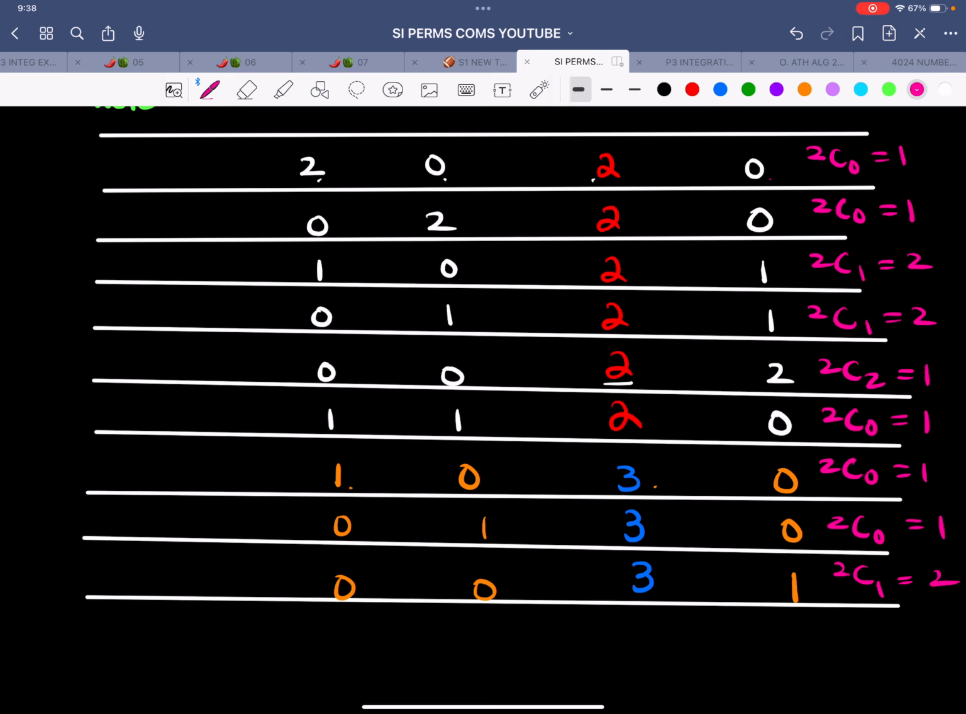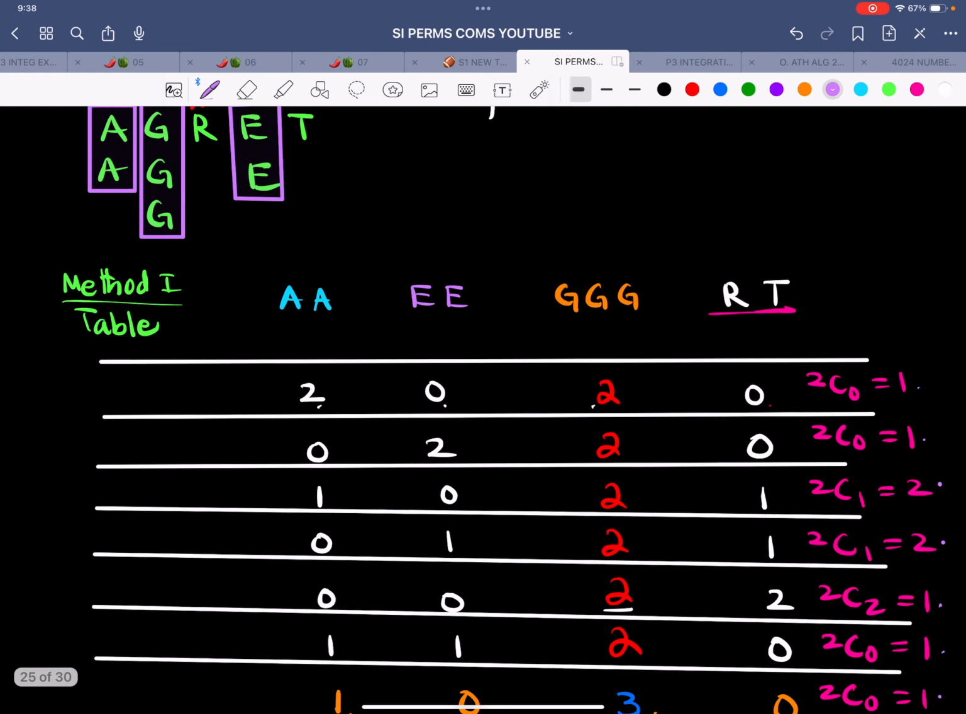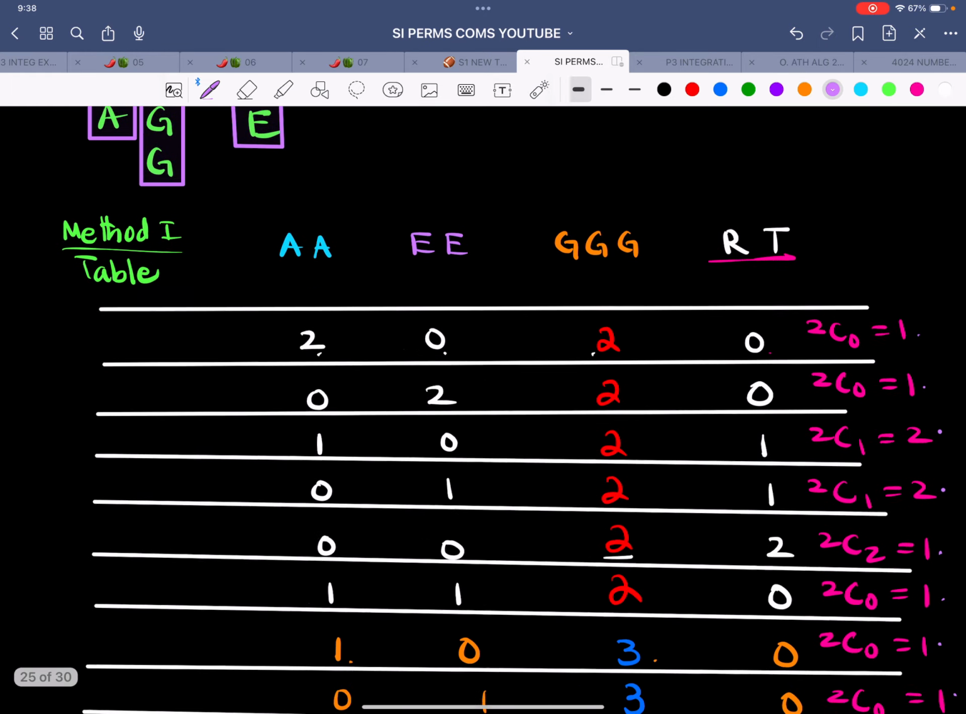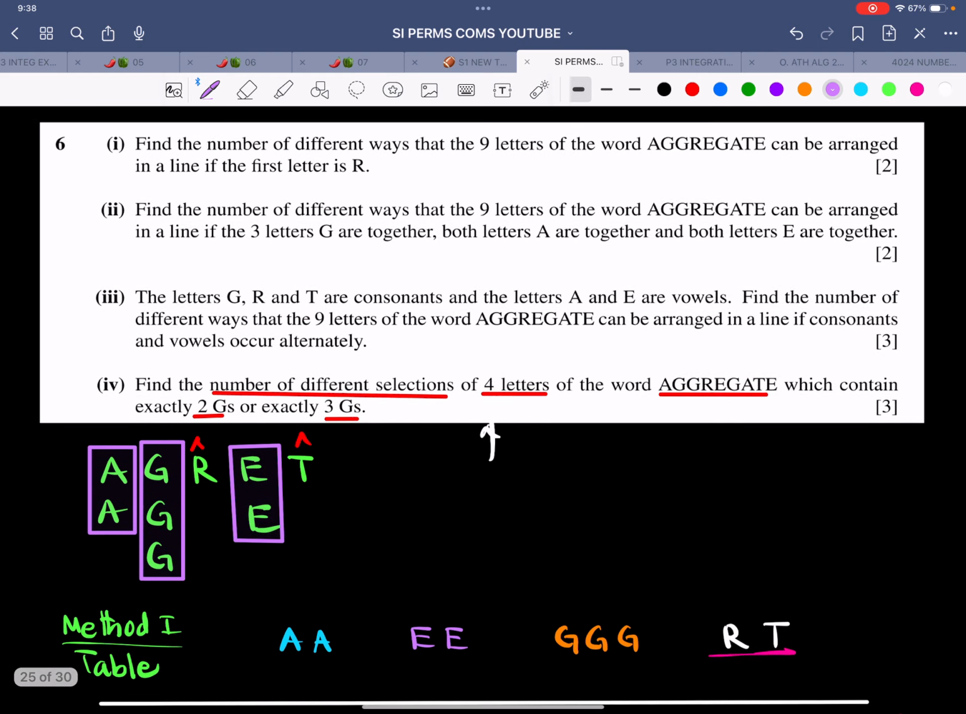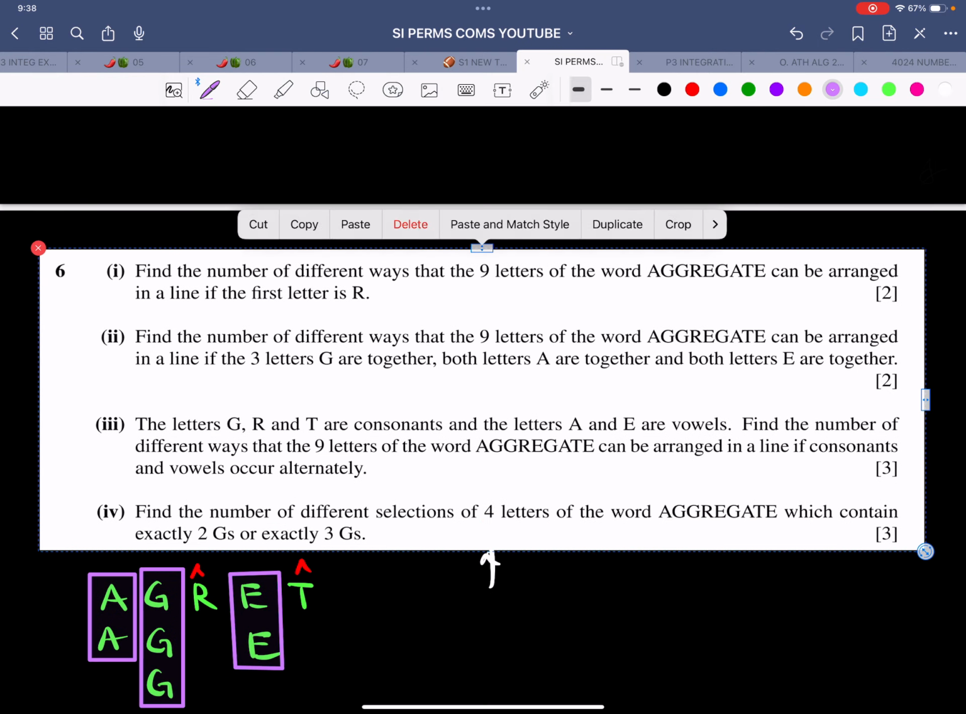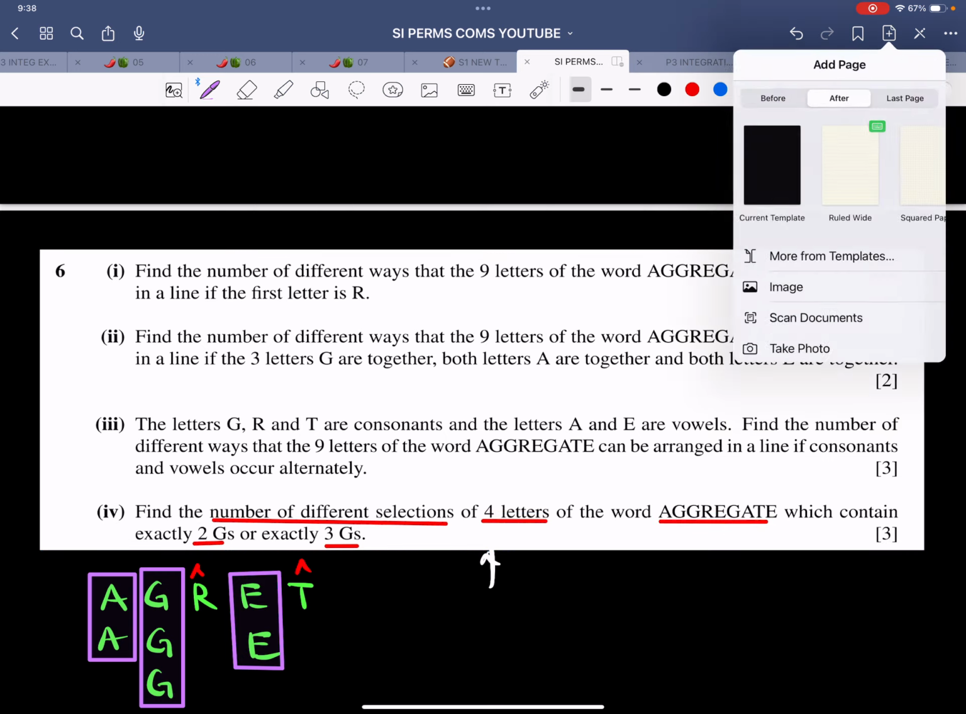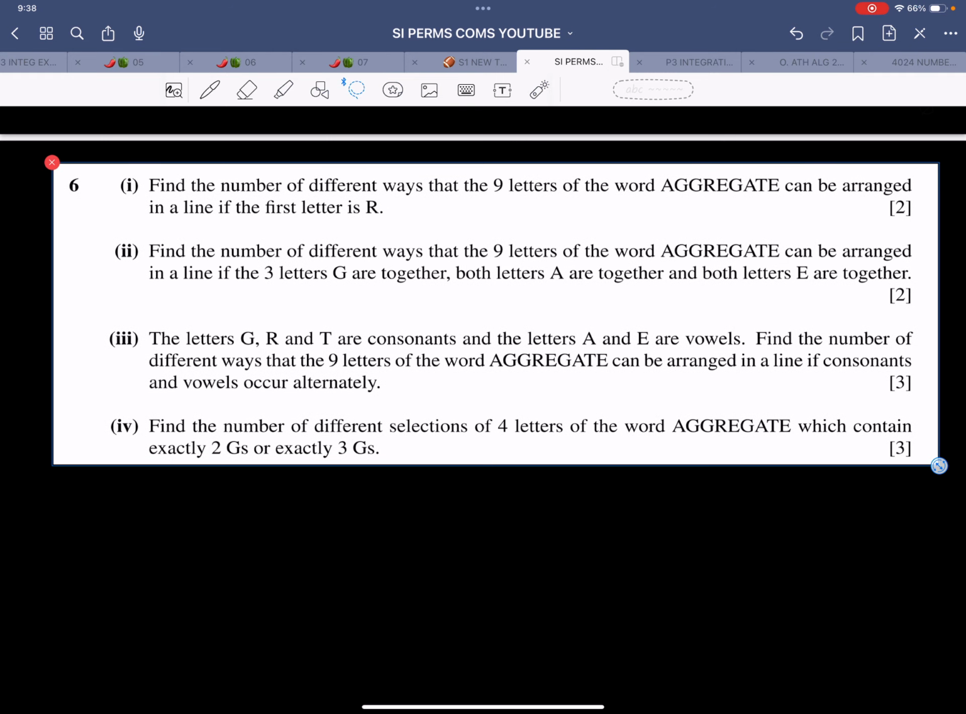I hope I've gotten everything correct. 1 plus 1 is 2, 2 plus 2 is 4, 4 plus 2 is 6, 7, 8, 9, 10, 11, 12. And I think that is the answer. So the answer for this is 12. This is method number 1. Yes, it consumed a lot of energy. Now let me just copy this thing and let me go to the next page and let me show you method 2. Maybe you will find the second method easier.